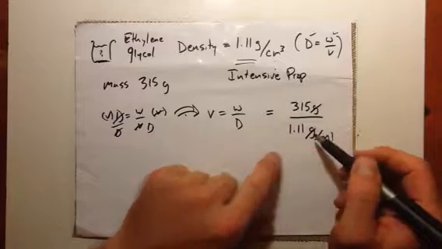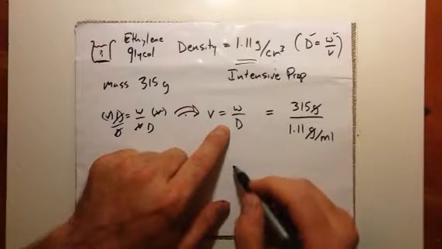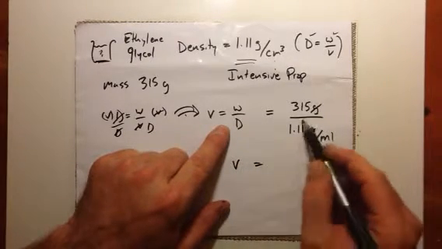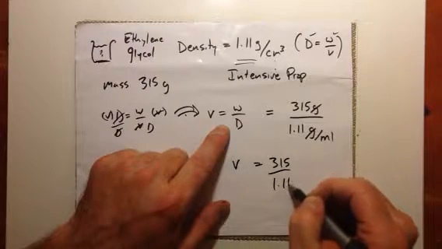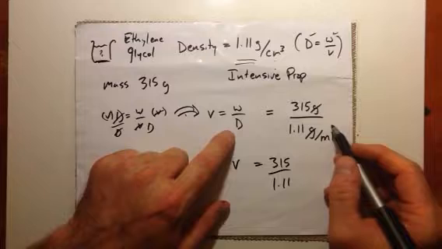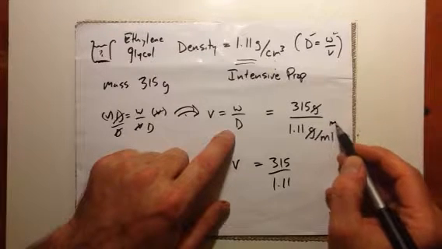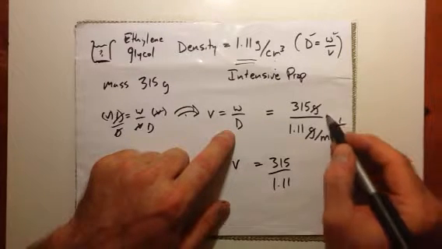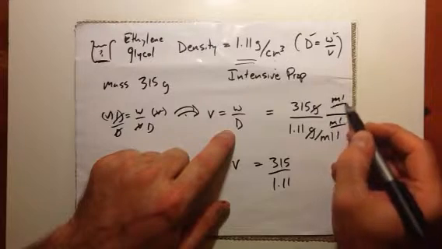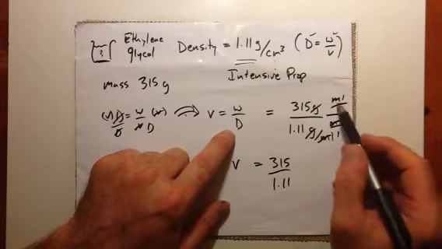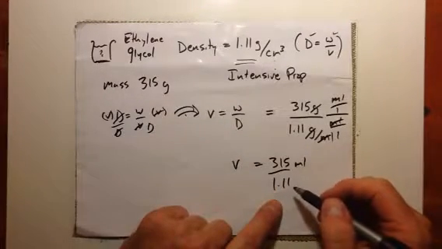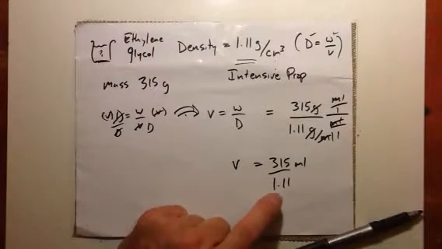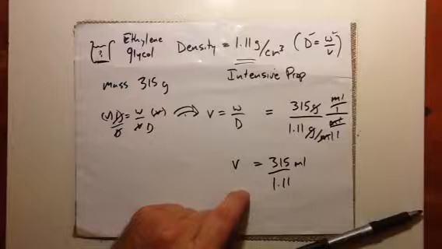And so our final answer, our volume, will be 315 divided by 1.11, and if we multiply by mil over 1, and we do the top mil over 1, you get this to cancel, and we get 315 mils divided by 1.11. So all we have to do is apply the calculator to this, and we've just found our volume.